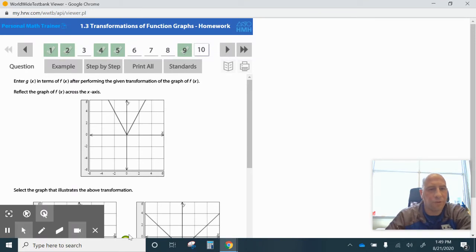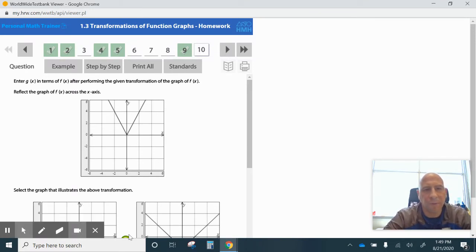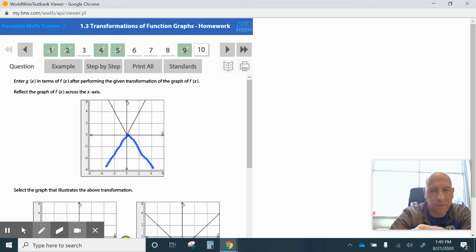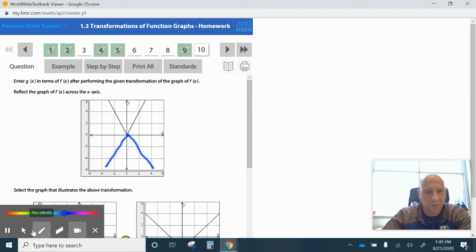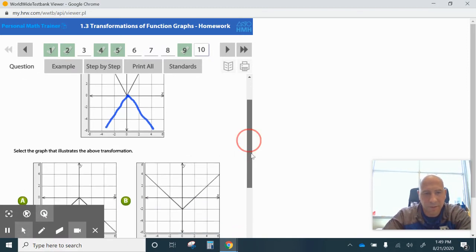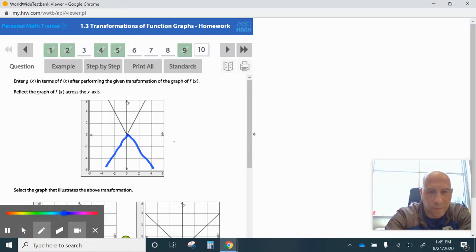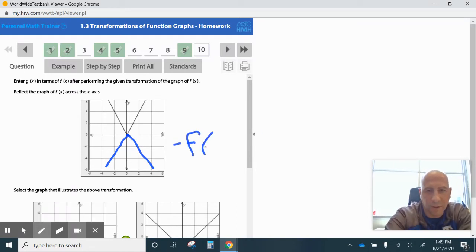All right. Enter g of x in terms of f of x after performing the given transformation of the graph of f of x. Reflect the graph of f of x across the x-axis. So this one's basically you're reflecting this way, so it should look like this. Okay. So the answer is, oh, and also they're going to ask you this question. When it reflects across the x, the negative is in front of the f of x. Okay.